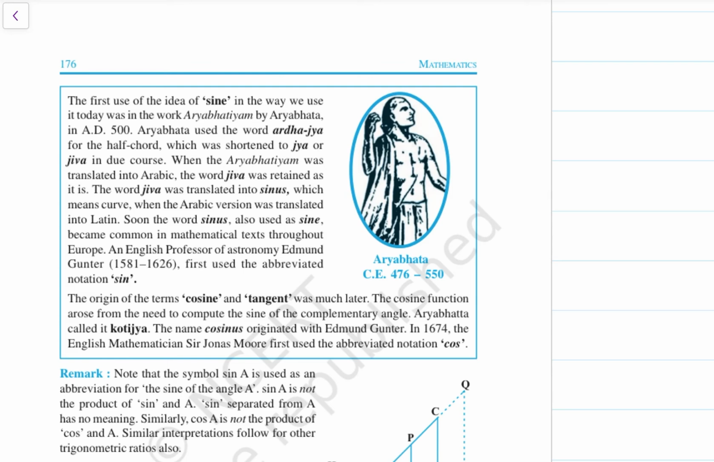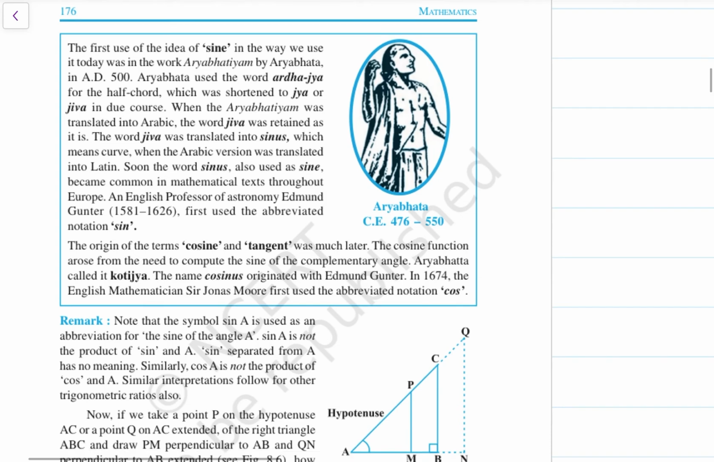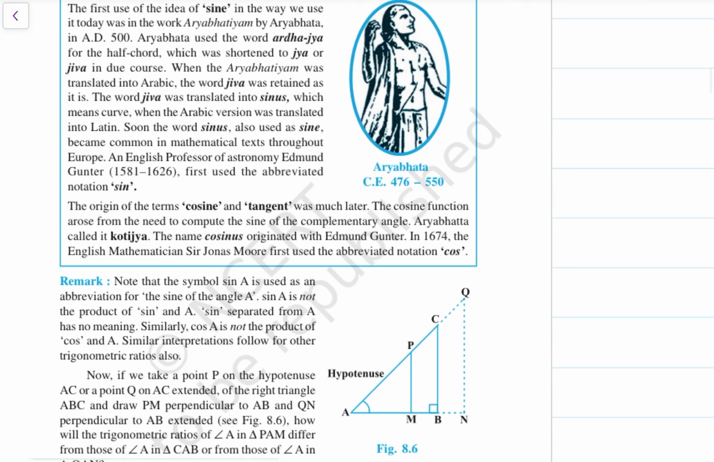The cosine function arose from the need to compute the sin of the complementary angles. Aryabhatta called it kotijya; the name cosine originated with Edmund Gunter. In 1674, the English mathematician Sir Jonas Moore first used the abbreviated notation cos. So this is a little bit of history related to trigonometry in India.